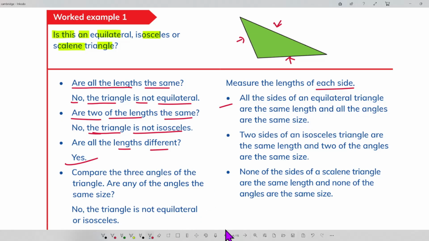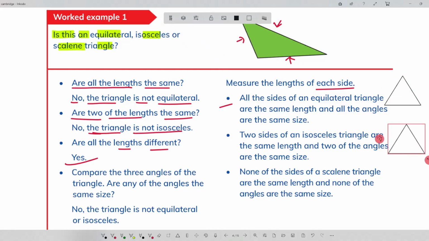So we can draw an angle like this. This is equilateral. Same thing, it will become isosceles if like this. It means two angles are the same, two sides are the same, another one is different. And none of the sides of a scalene triangle are the same length and none of the angles are the same size, which is this.